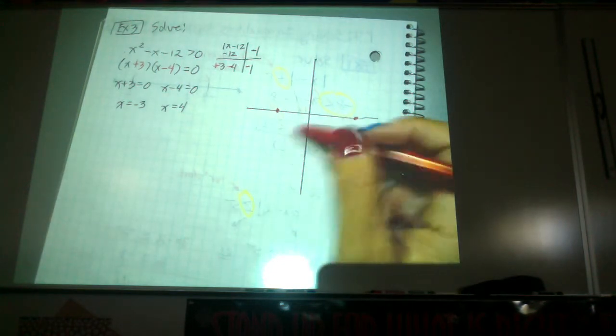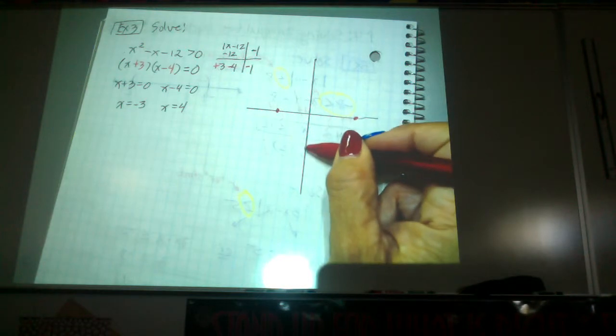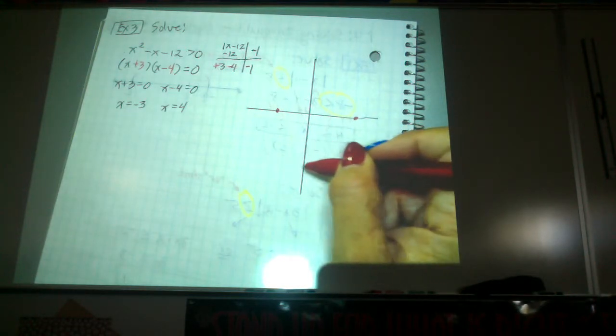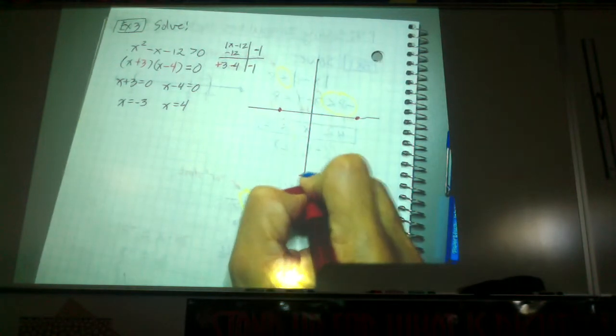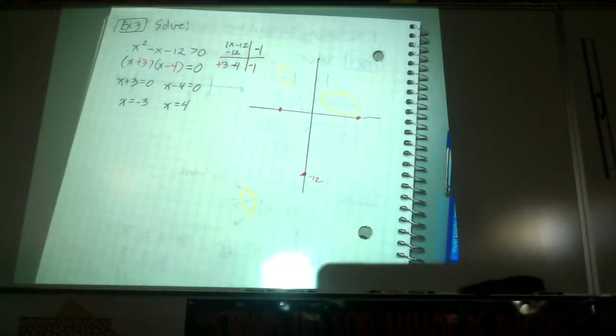So I'm going to go by 2s. 1, 2, 3, 4, 5, 6. So this is negative 12. So I'm going to go by 2s. So I know it crosses here. So then I'm going to put this in my graphing calculator.